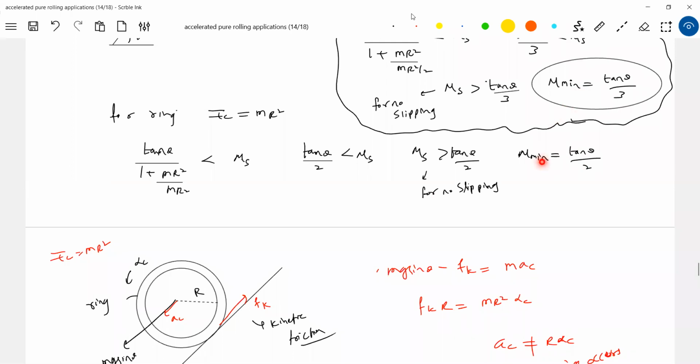Sir, if mu is greater than tan theta by 2, anybody suggest mu s... 2 tan theta by 3, shall we make it? If mu is equal to 2 tan theta by 3, then what will happen?